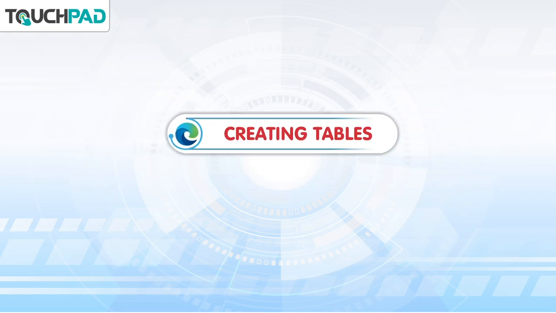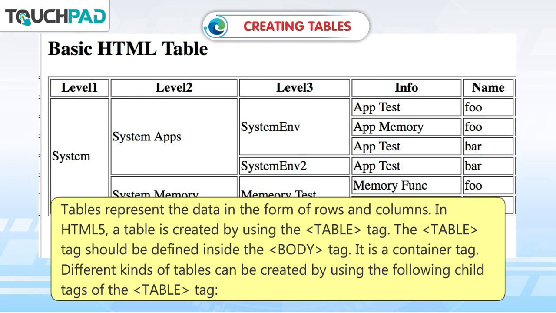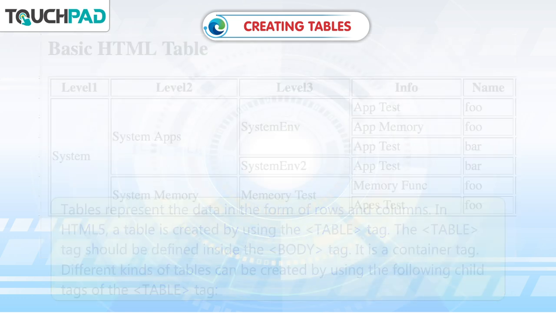Creating tables. Tables represent the data in the form of rows and columns. In HTML5, a table is created by using the table tag. The table tag should be defined inside the body tag. It is a container tag. Different kinds of tables can be created by using the following child tags of the table tag.